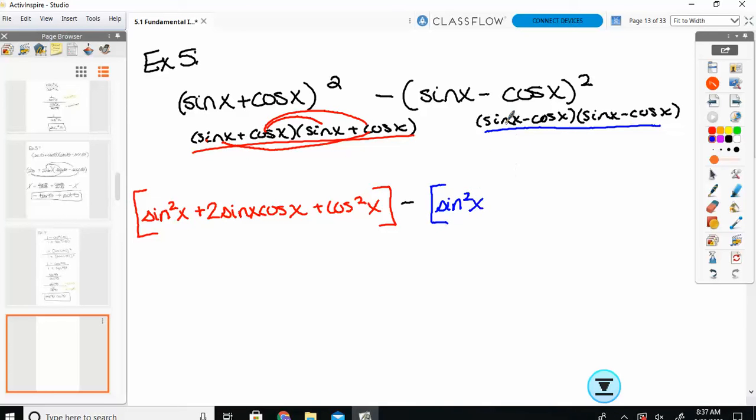So sine x times sine x is sine squared x, minus sine x cosine x and minus sine x cosine x. So they're like terms, so you just do minus 1 plus minus 1, so negative 2 sine x cosine x. And then negative cosine times negative cosine is positive cosine squared x. What would you do here?